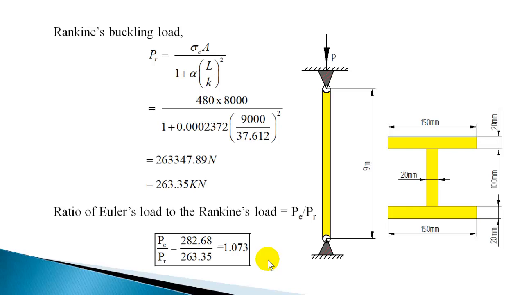It's a quick way of finding the failure load for a given column, whether it's a short column, strut, or a long column. You can apply Rankine's formula. We can check that by finding the critical value of slenderness ratio for the given material and also the slenderness ratio of this column. You can compare them and decide whether it's a long or short column, and this might be a long column. That's why Rankine's load has become very close to Euler's load.